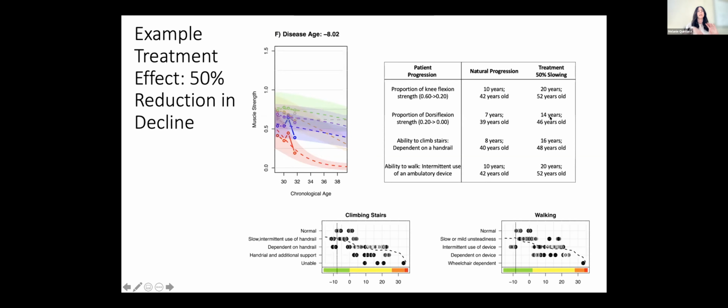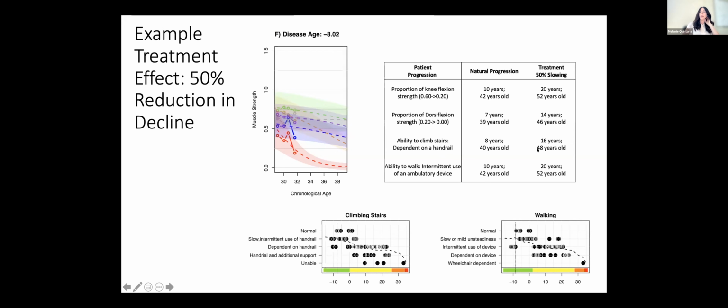So you can see that a 50% slowing would essentially mean it would take you 2 times longer to get to these different stages of the disease. So if we look down here, the ability to climb stairs, this individual would start to depend more on the handrail, we estimate, in about 8 years at age 40. But if they are given a treatment with a 50% reduction in decline, this would now be 16 years away at age 48.